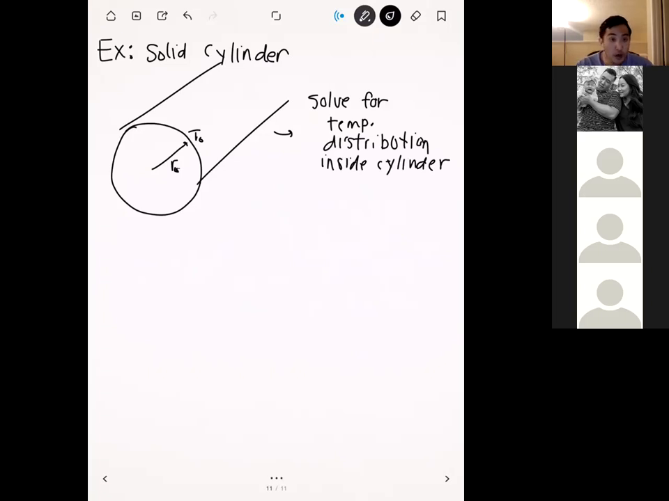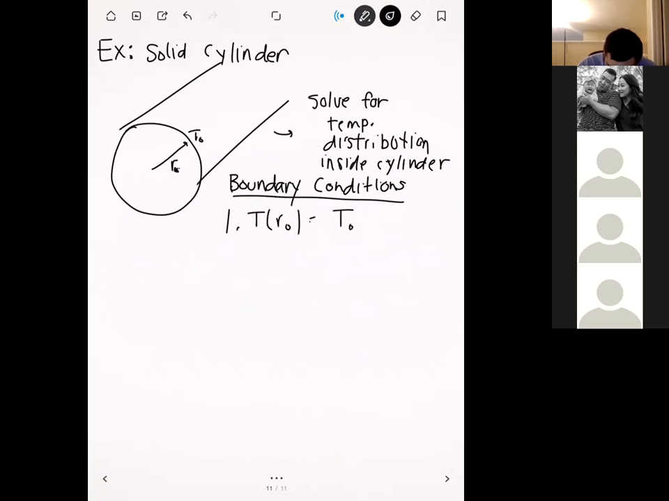We're going to use the heat equation again, but before we actually write that down, let's go ahead and write down our boundary conditions. In this case, we only have one boundary condition because we just have one radius and one temperature. The boundary condition is that T of R0 is equal to T0.